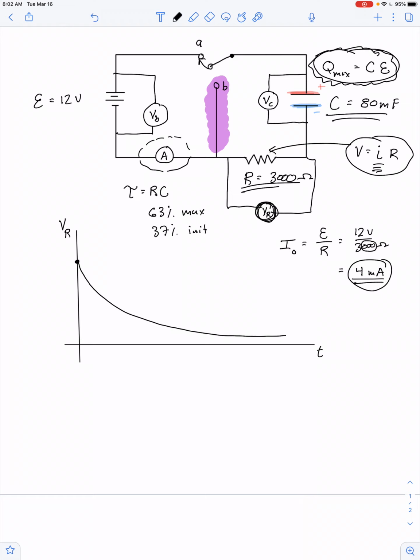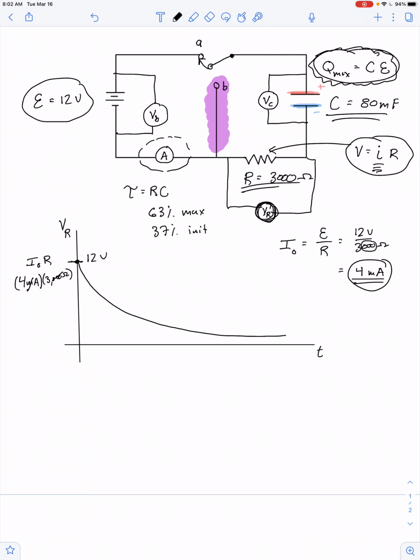Now, what is this initial value? It's the initial current multiplied by the resistance, which we agree is 4 milliamps, and we multiply 4 milliamps times 3,000 ohms. Well, the milli and the 1,000 can cancel out, and 4 times 3, well, no surprise, that's 12 volts. In other words, the voltage across the resistor is the voltage across the battery.